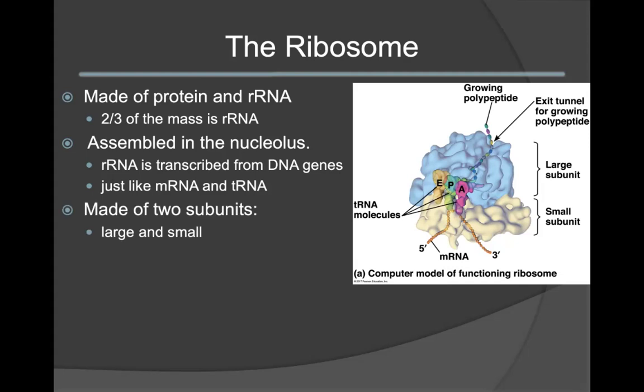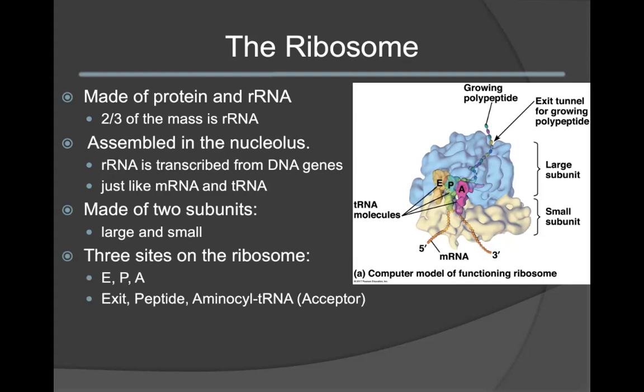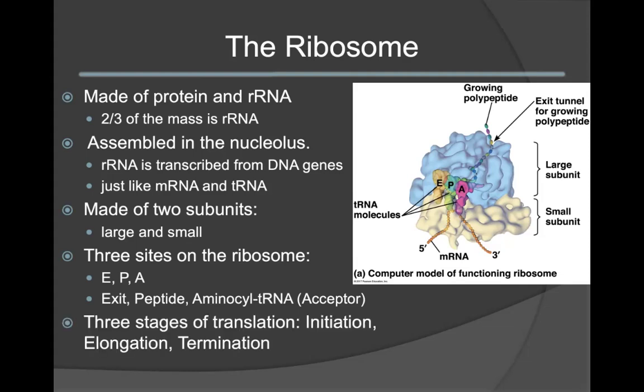There are 2 subunits to the ribosome, large and small. There are also 3 sites on the ribosome that are designated E for exit, P for the peptide, where the peptide chain will form, and A for acceptor, or arrival region. The tRNA molecules will cycle through these positions in the growing polypeptide chain. There are 3 stages to the process of translation.